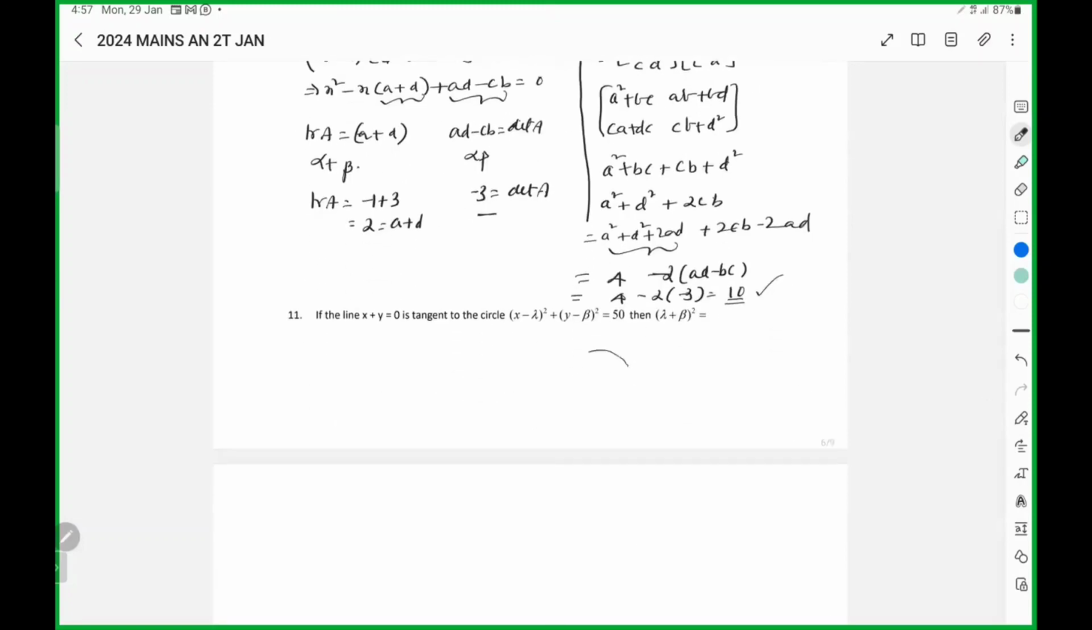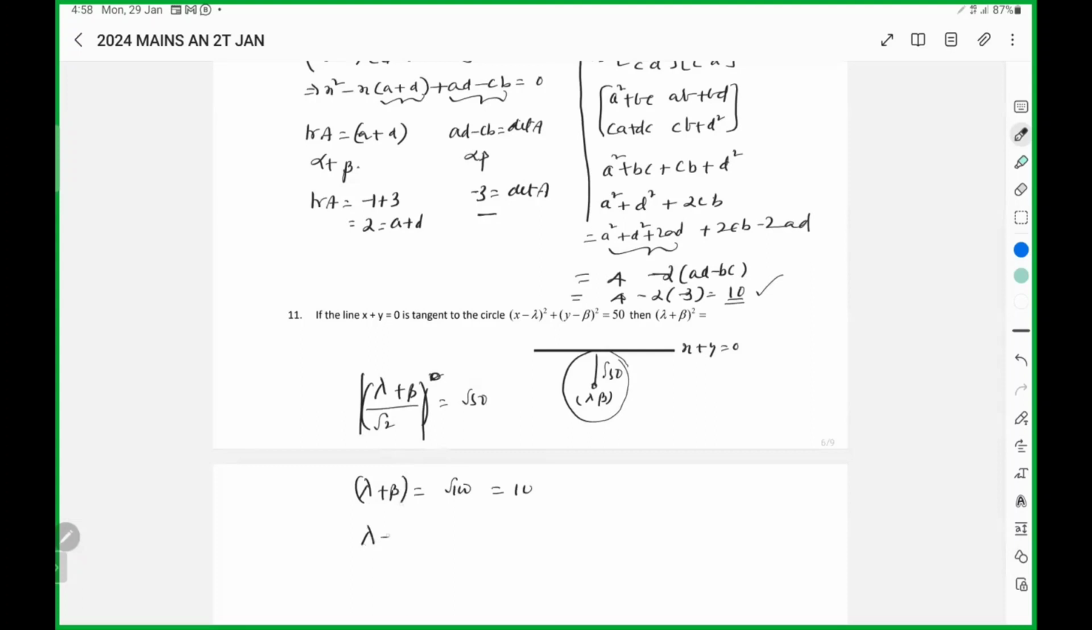Here for this circle, x plus y is the equation of tangent, lambda beta is the center, radius is root 50. So lambda plus beta by root 2, perpendicular distance square, is equal to root 50. So lambda plus beta is root 100, which is 10. So lambda plus beta whole square is 100.